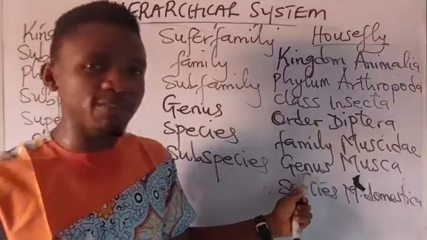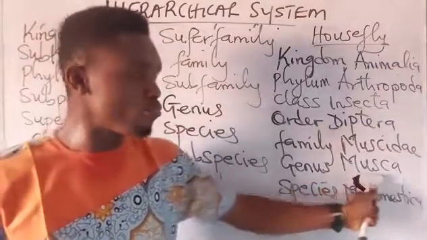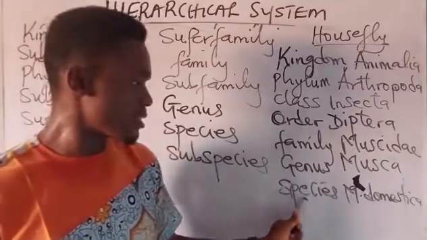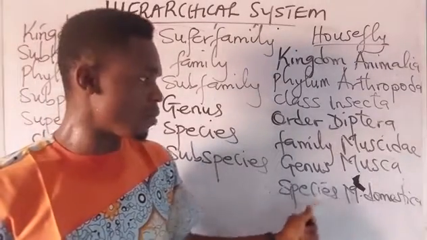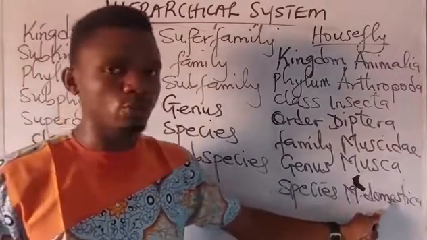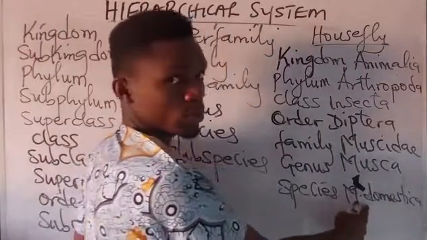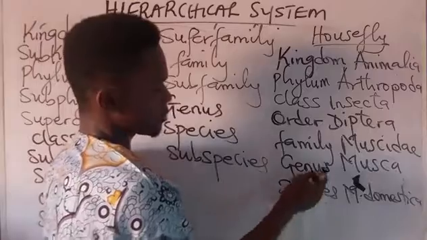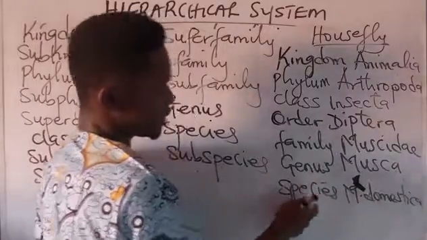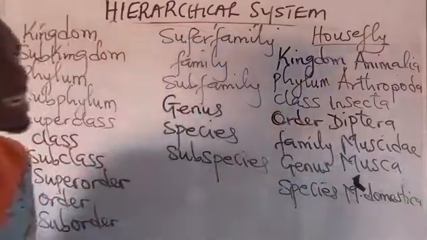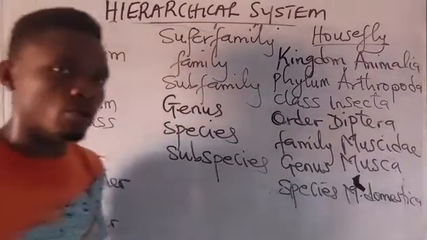Then genus, which is the first name, Musca, must begin with a capital letter. Then the species, Musca domestica, where domestica must begin with a small letter, is the specific name. So what I've just done is the classification of the housefly.